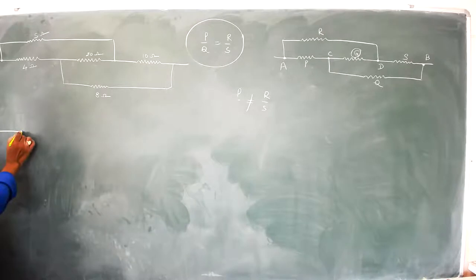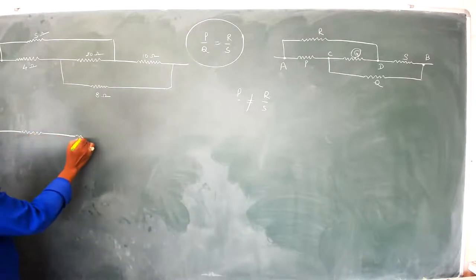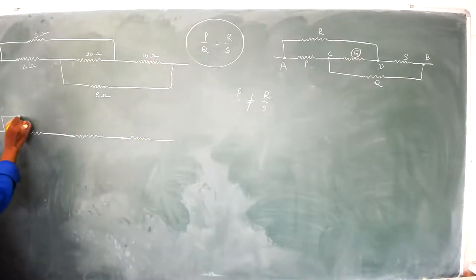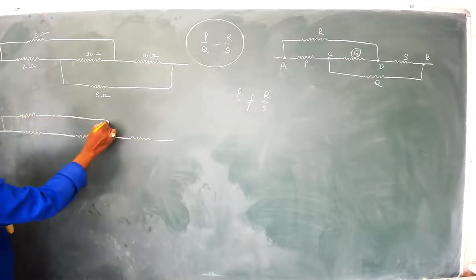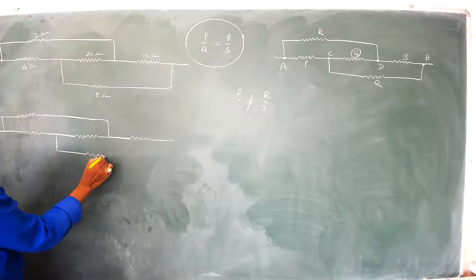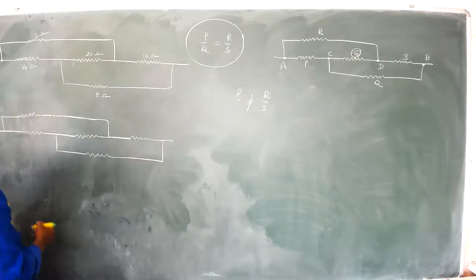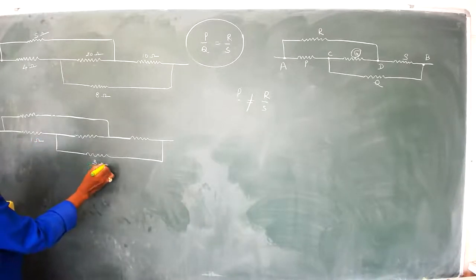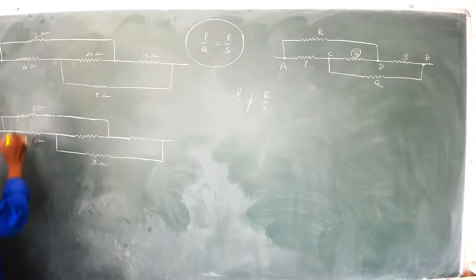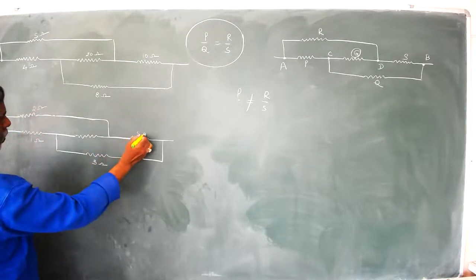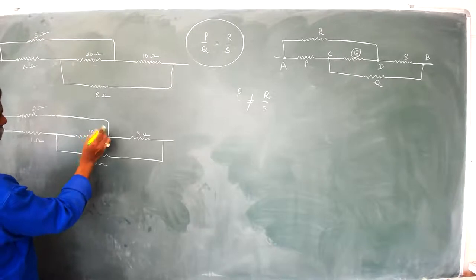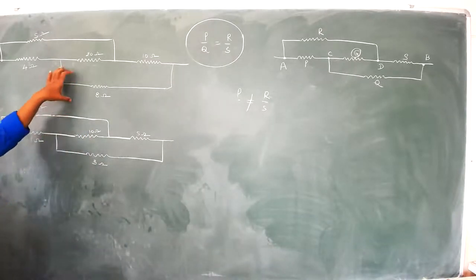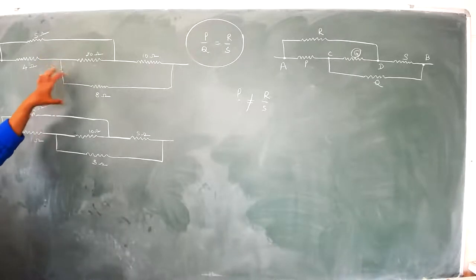The second situation is: this is 1 ohm, this is 3 ohm, this is 2 ohm, this is 5 ohm, this is 10 ohm. Now, in both the cases, you need to calculate the current passing through each resistor.